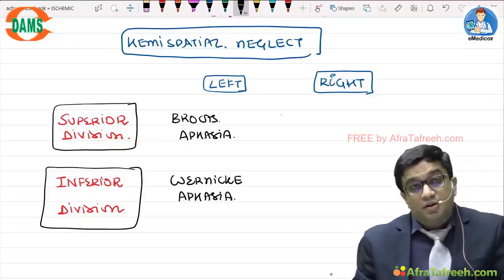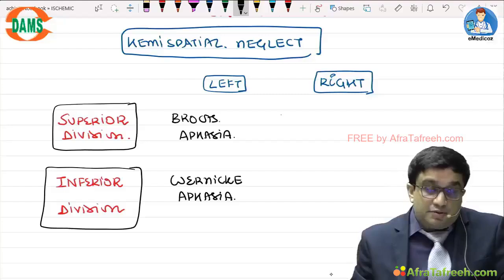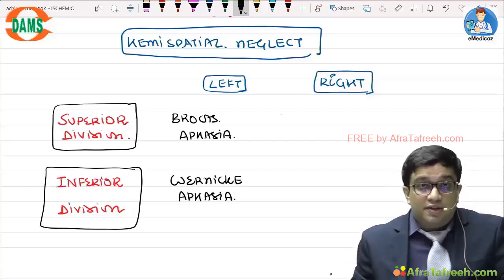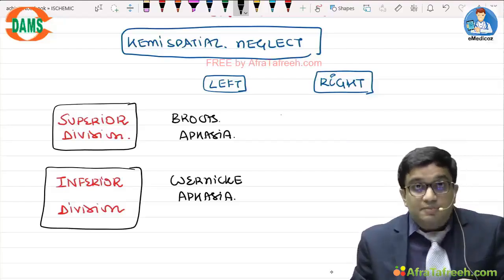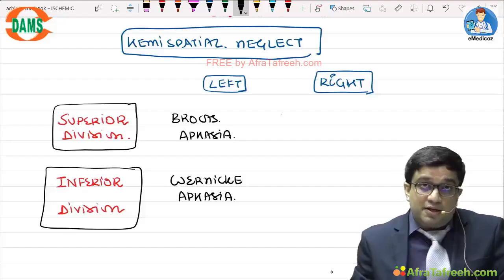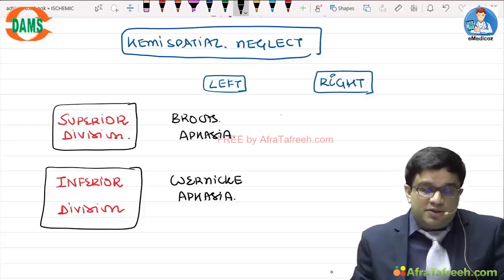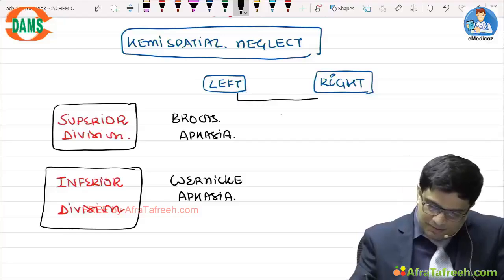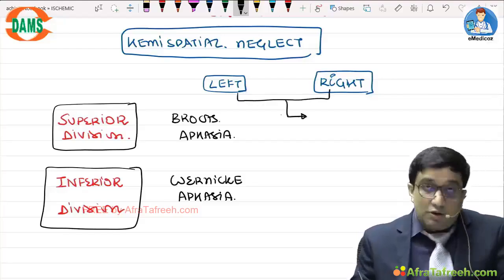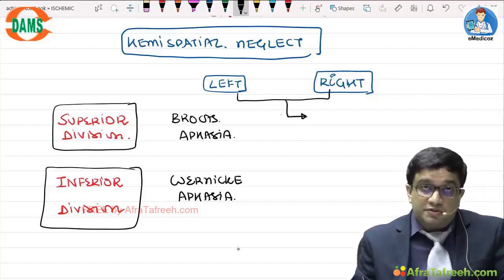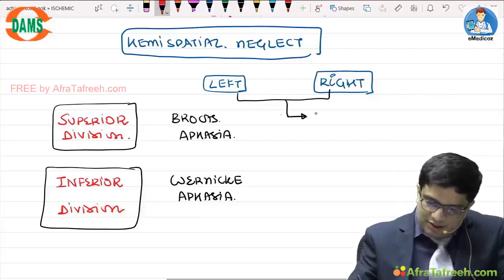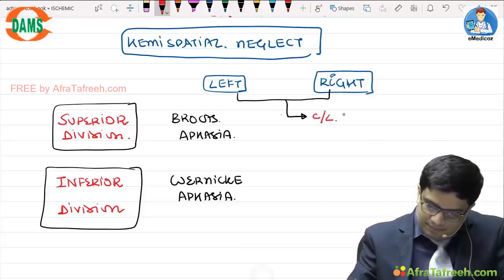The superior division, on both the left and the right sides, also supplies the parietal lobe, the superior parietal. If you remember, that was the sensory cortex for me. So be it left, be it right, on either side, we're going to have a few things in common, again due to involvement of the superior division. One, it's the contralateral hemisensory loss.